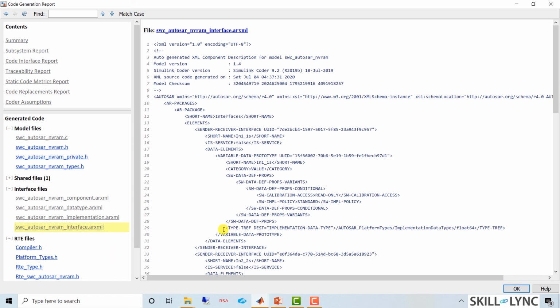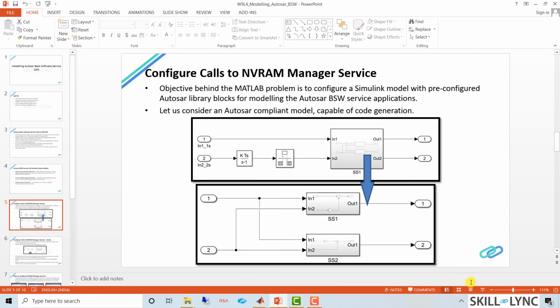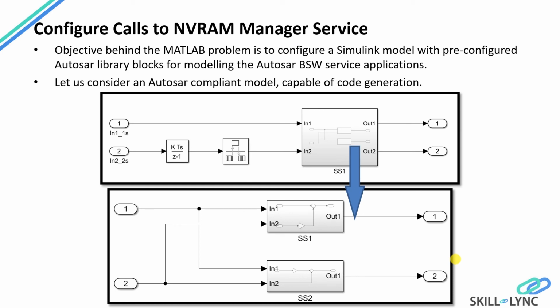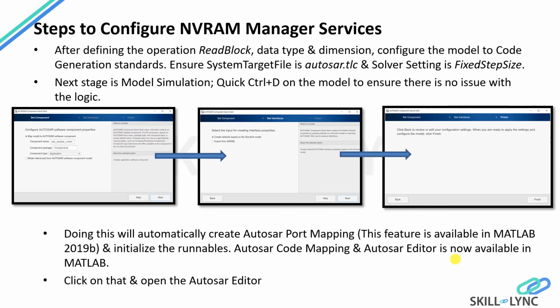So this is with respect to my code generation report. I think with this, I have shared the basic working procedure in these slides: what SS1 is, and inside SS1 I have two runnables, SS1 and SS2 again. This is the overall structure of my model, what is what, and how I have to configure my NVRAM manager services. In each and every stage of my Autosar mapping and code generation, in 2019B it is given like this. Before 2019, that is 2018B and earlier, you can even manually go to the Autosar Editor and see.